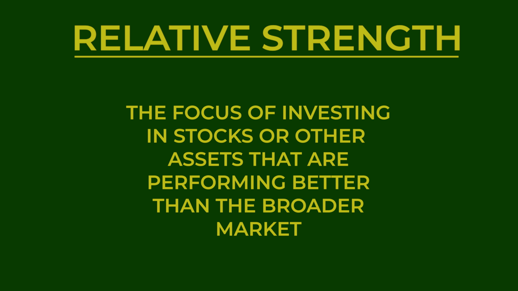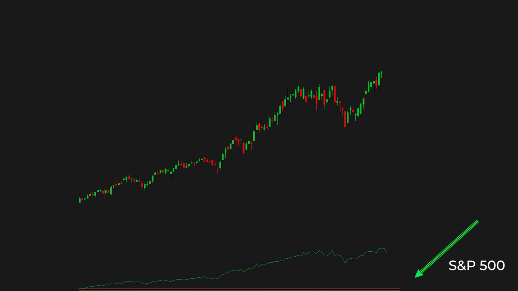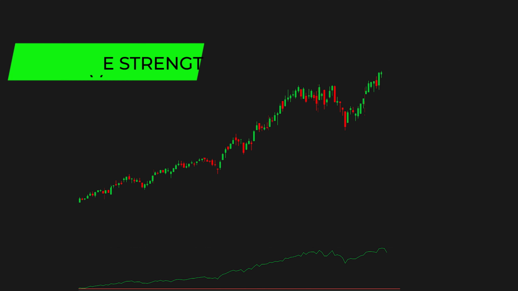Relative strength investing is the focus on investing in stocks or other assets that are performing better than the broader market. This is a daily chart for a stock in a beautiful uptrend. This is Thinkorswim's indicator for relative strength. The relative strength indicator can instantly let you know if the stock is outperforming the overall market. The red line represents the overall market, the S&P 500. The green line represents the stock. If the green line is above the red line, the stock is outperforming the overall market. This stock has relative strength.